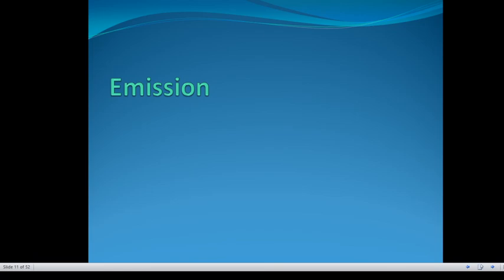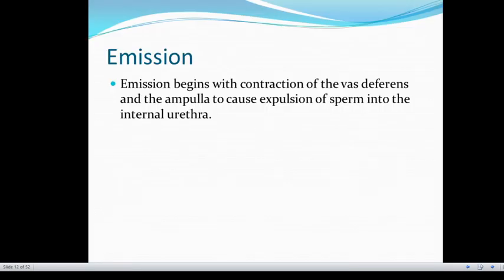Emission. Intense sexual stimulus causes the reflex centers of the spinal cord to emit sympathetic impulses that reach the genital organs through the hypogastric and pelvic sympathetic nerve plexuses to initiate emission. Emission is the second stage of male sexual act. Emission begins with contraction of the vas deferens and the ampulla to cause expulsion of sperm into the internal urethra.